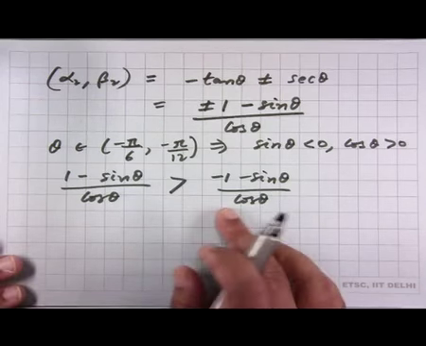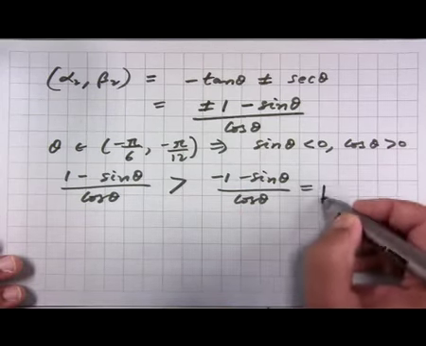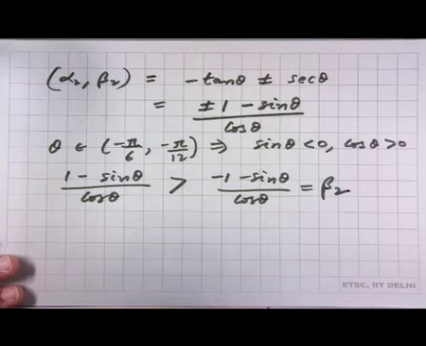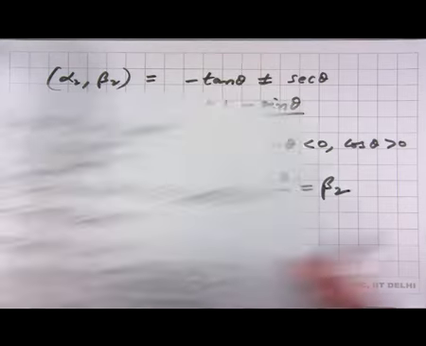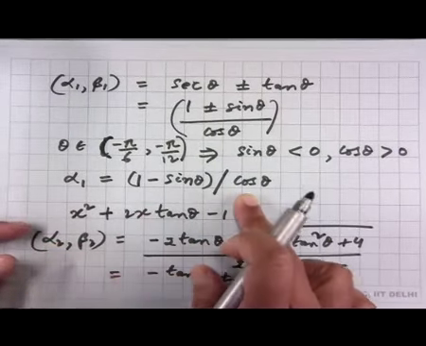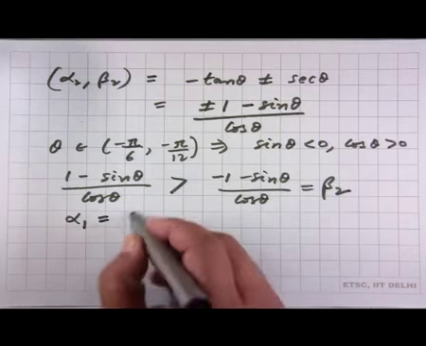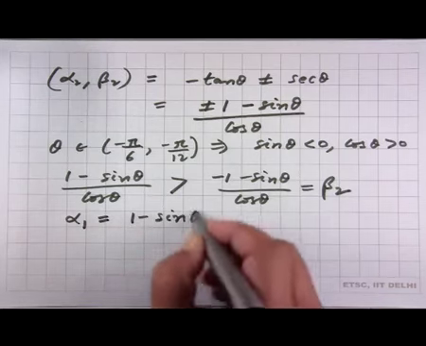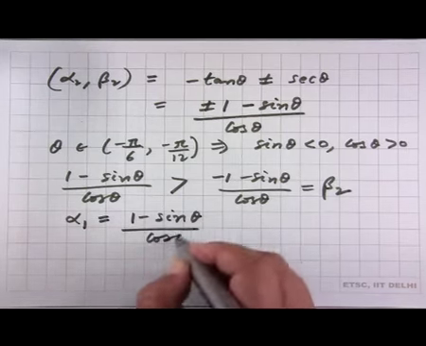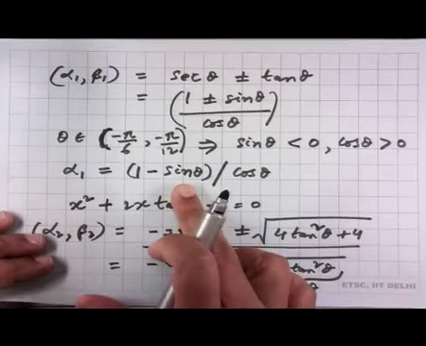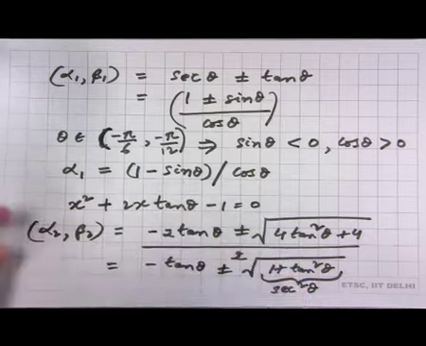So, since this is the smaller root, it is clear that this is equal to beta 2, and then we just need to add alpha 1 and beta 2. So, if you remember, alpha 1 was this value. From the previous slide, we have alpha 1 equal to 1 minus sin theta over cos theta, which is from the first slide.